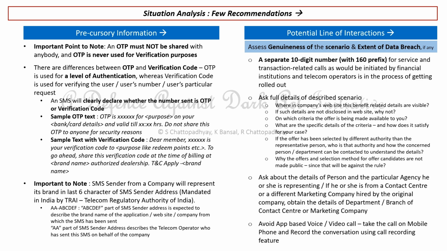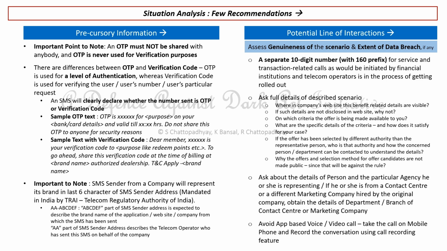Now, the sample verification code text will be different. It will be something like, dear member, 123456 is your verification code for the purpose of this and this. It could be a purpose like redeeming points, or it could be something else. And it will also probably mention something like, to go ahead, share this verification code at the time of billing at the particular brand's authorized dealership.